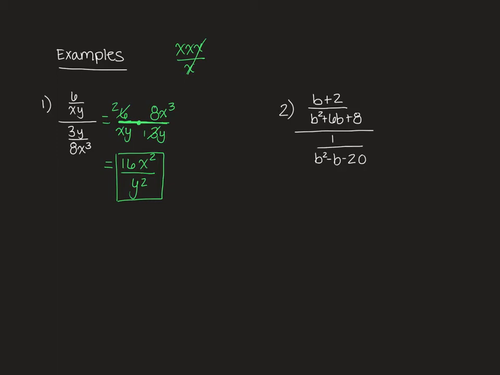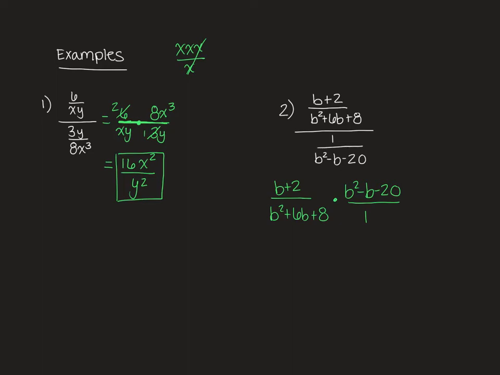Looking at number 2. Looks a little bit more complicated, but it is nice because we do have the single fraction over the single fraction. So in this case, we can just do a keep, change, flip. So b plus 2 over b squared plus 6b plus 8 times b squared minus b minus 20 all over 1.